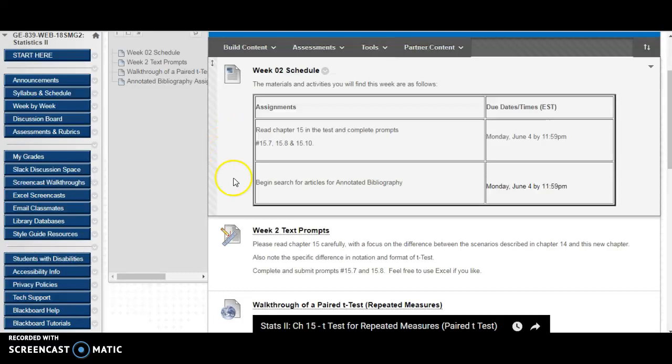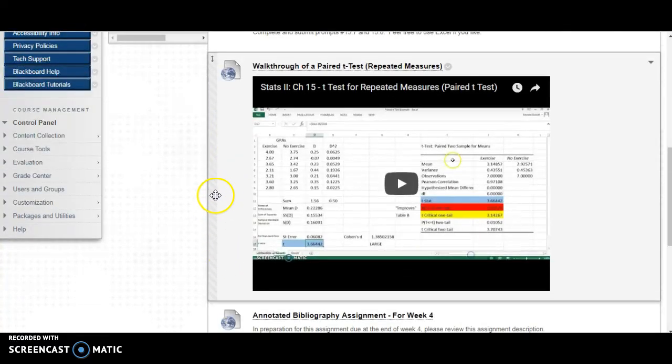What I did here for chapter 15 is put together about a 15-minute video walking you through how to either A, use Excel to run the actual statistics and all the calculations that the book walks us through, or also to use the analysis tool pack in Excel to run what is called a paired two-sample test for means in a matter of seconds. So take a look at this video. Hopefully it's helpful on both ends.